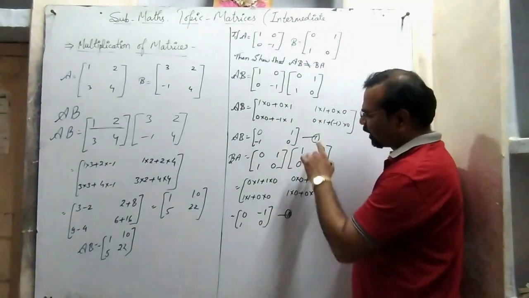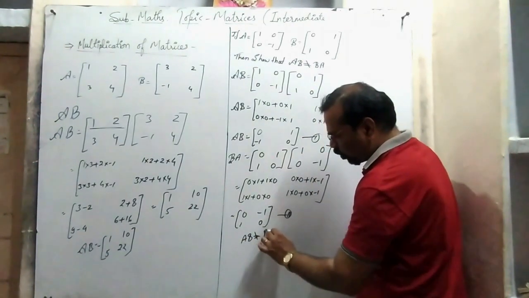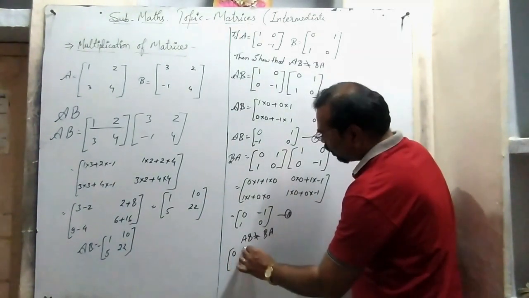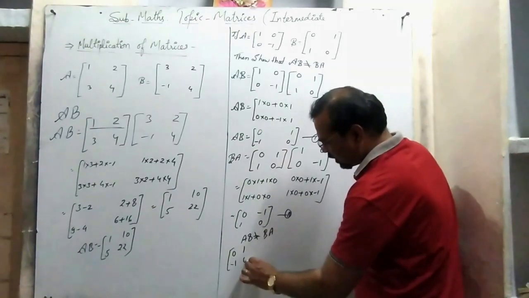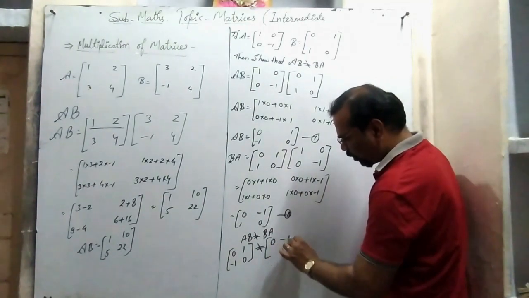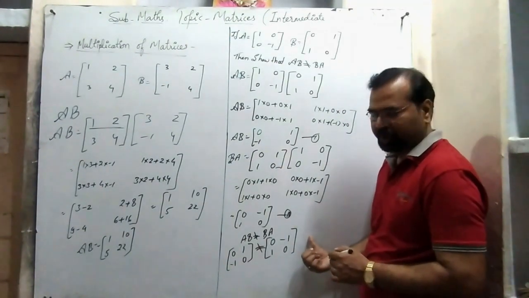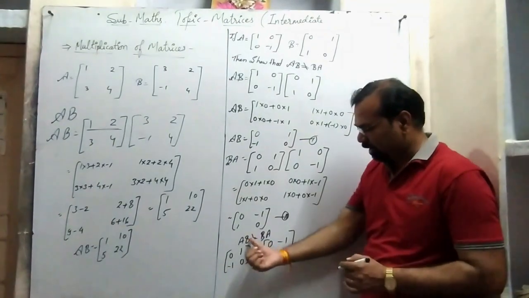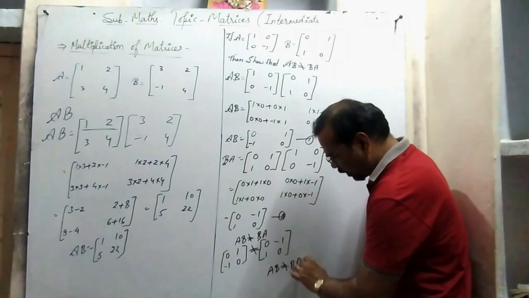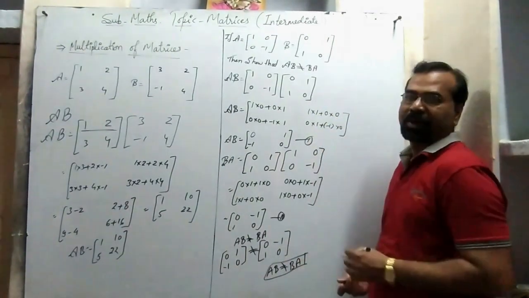So now compare equations 1 and 2. AB is not equal to BA. How is it not equal? Because the value of AB is 0, 1, -1, 0, which is not equal to 0, -1, 1, 0. That is the multiplication law of commutativity. So we can say AB is not equal to BA. That is the commutative property of matrices.